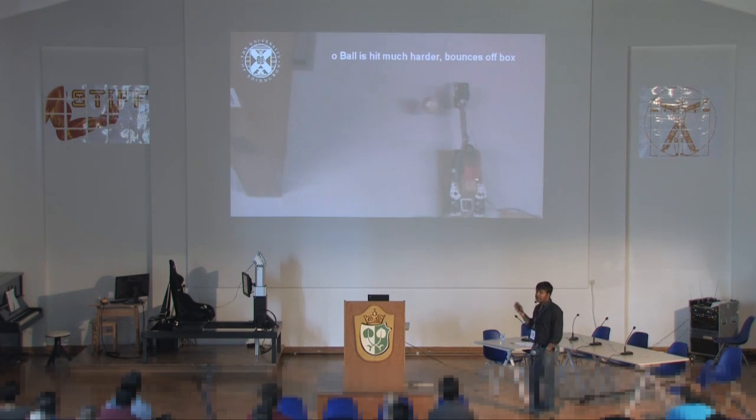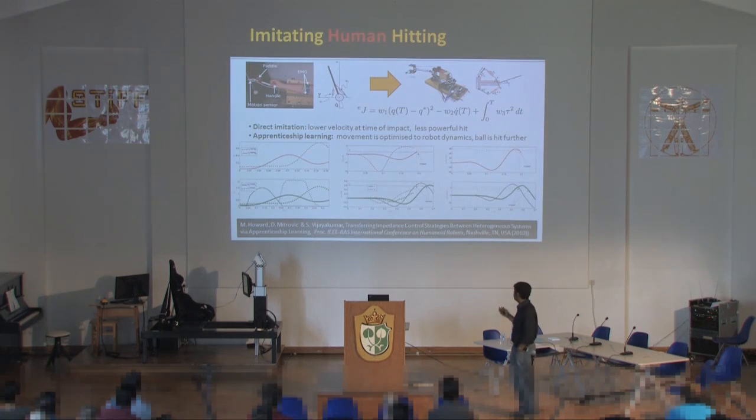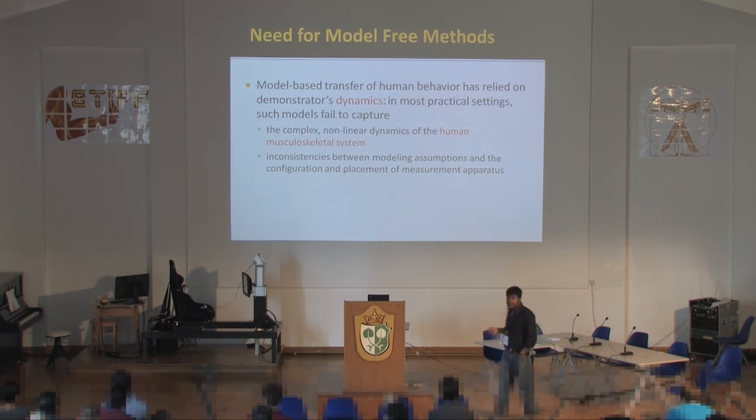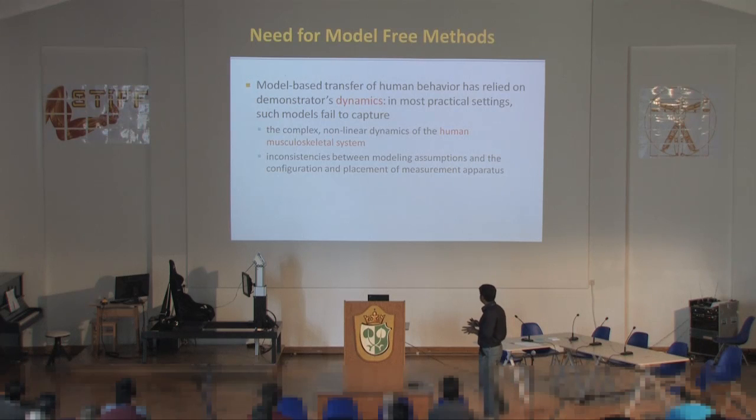So there are scenarios where the task doesn't succeed. But this is an example of apprenticeship learning without explicitly matching features. Okay, so the last thing I want to talk about before I wrap up is that in general, whenever we talk about transferring from humans to robots or vice versa, something's very hard.